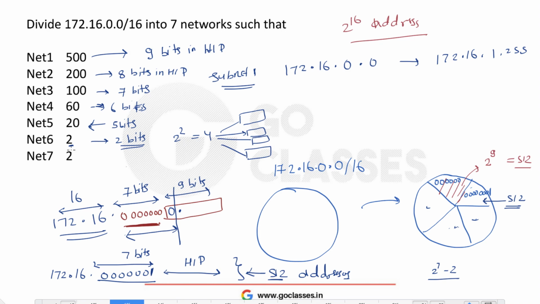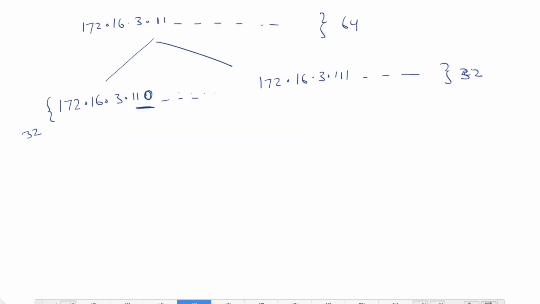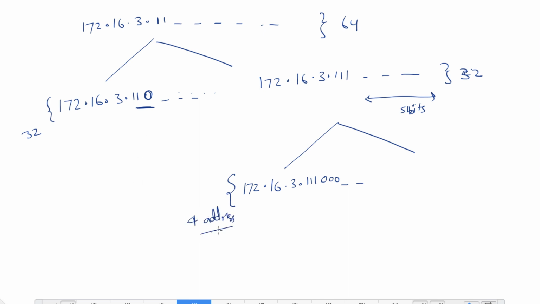That means you need 2 bits here in the host ID. Just check, how many bits are available for the host ID? You have 5 bits available. Out of those 5 bits, you just need 2 bits as host ID, which means let me leave out only the last two bits. So 172.16.3.111, and these are the 3 bits. I just need 2 bits, so let me put them 000. Right? This will be one of the networks, which has 4 addresses.